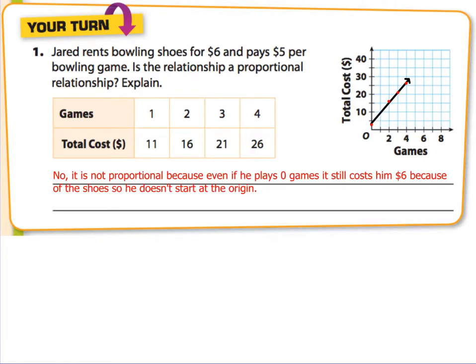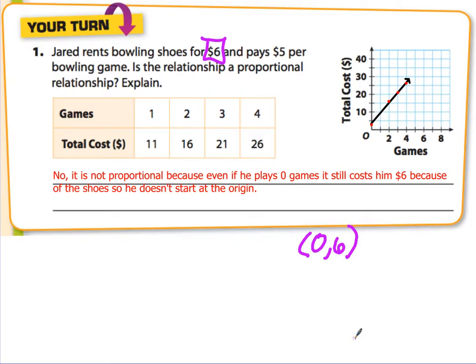All right, so for this one, you should have found that no, it is not a proportional relationship, because even if he plays 0 games, it's still going to cost him $6 because of the shoes. So here, he pays $6 to rent the shoes. So his first point is 0 games still costs him $6 because of the shoes.